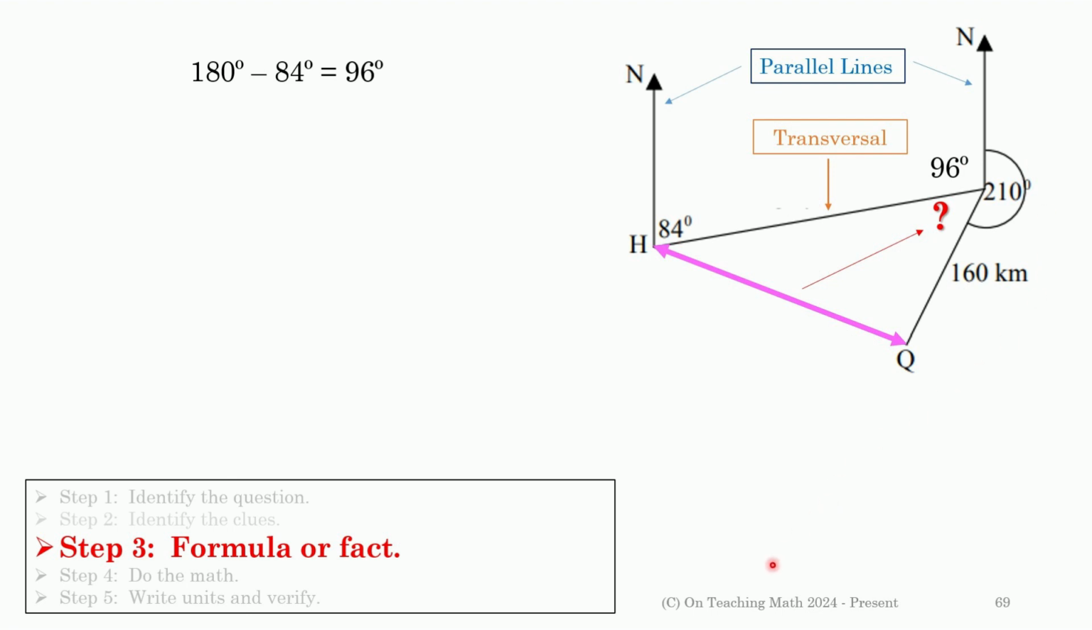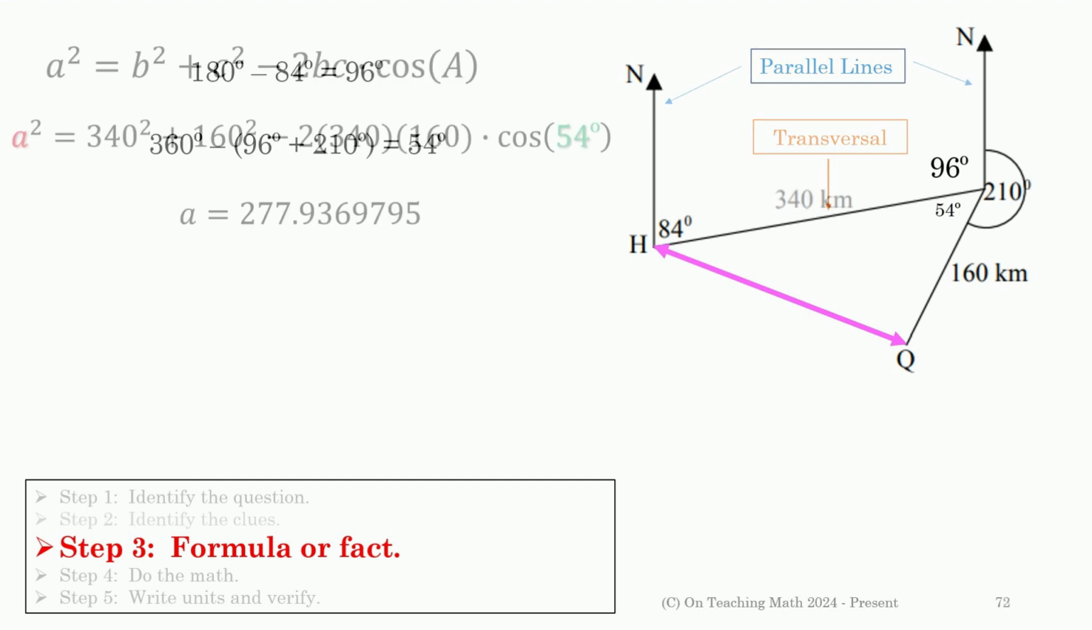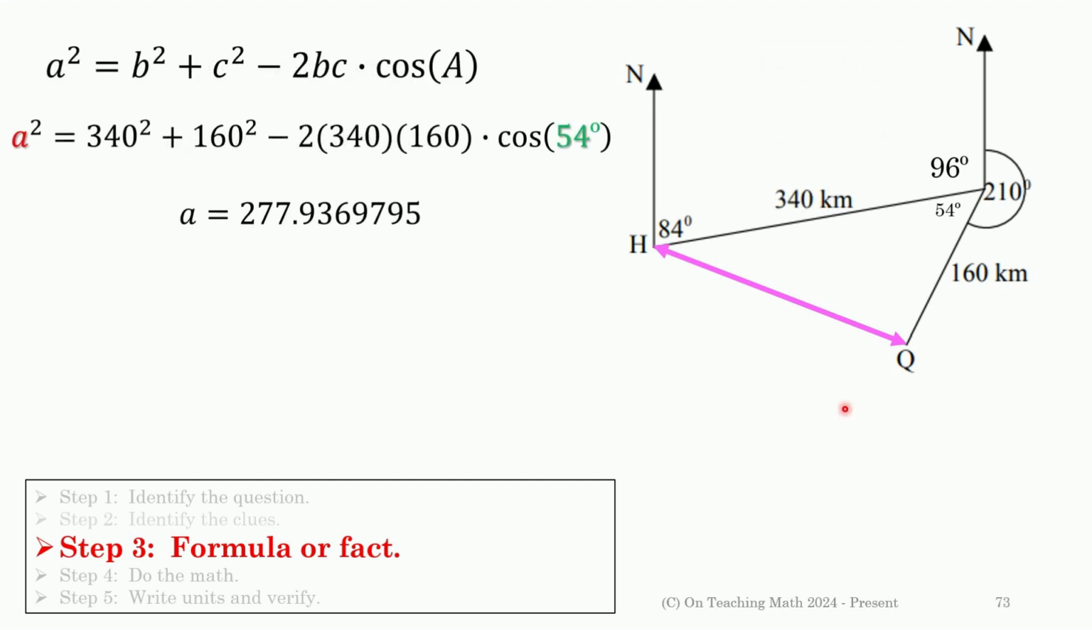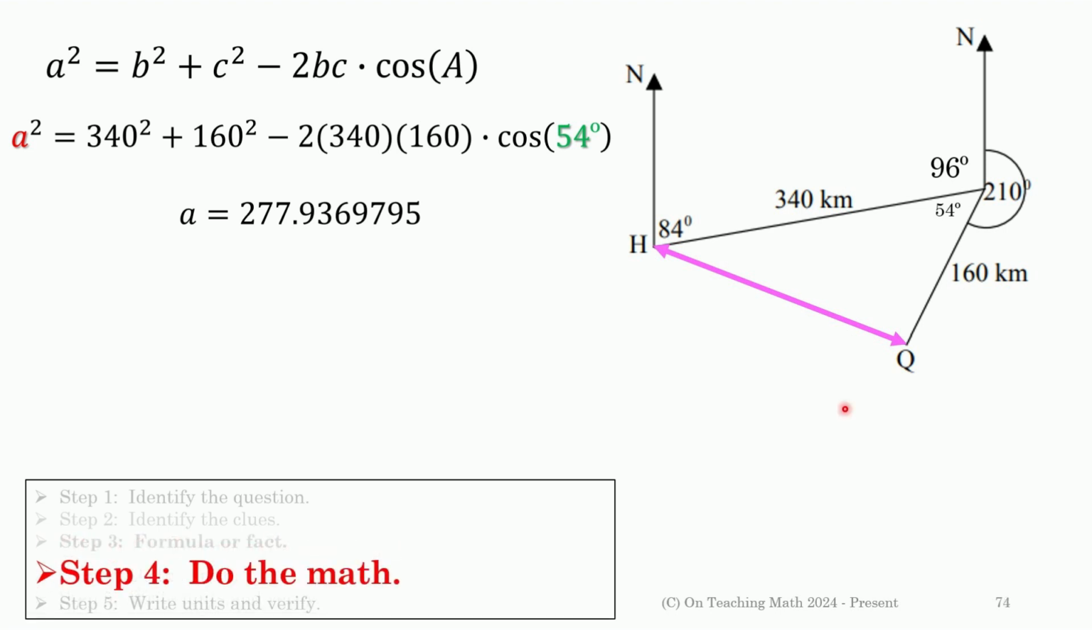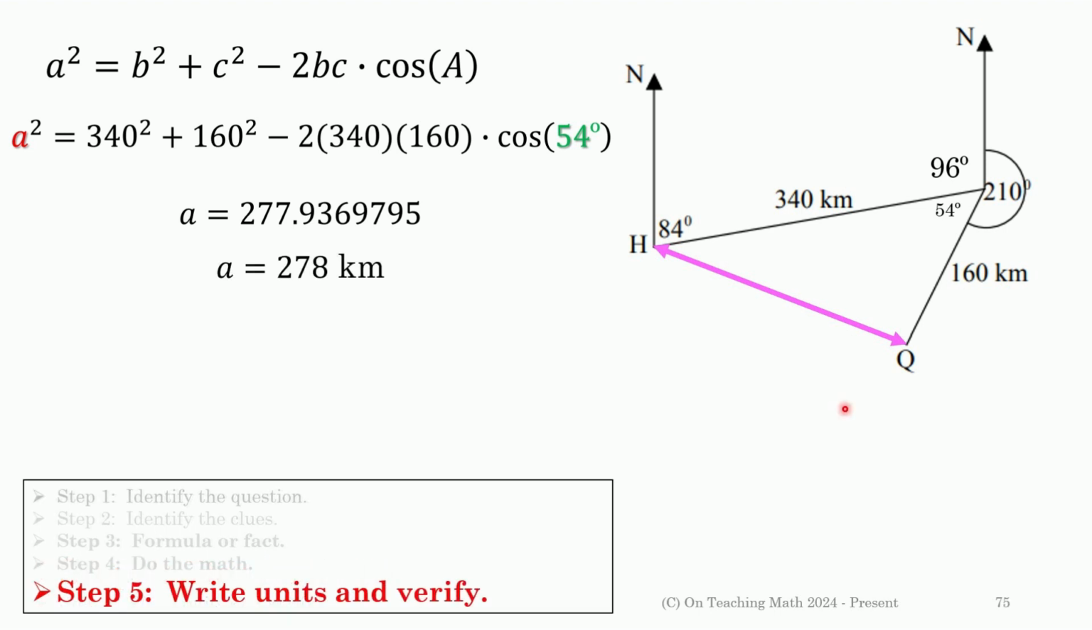All right, so now we know that 96 and 210 and this thing with the question mark have to make 360 degrees, because that would be a full circle, right? So if we just do a little subtraction, we find out that the angle we're missing is 54 degrees. Now we can plug that 54 degrees into our cosine rule and plug all that into the calculator, and get 277.93, right? A lot of numbers. So a lot of the time it's a good idea to write down your unrounded answer, but then as your final step, write down your rounded answer. So we found out that the length would be 278 kilometers.